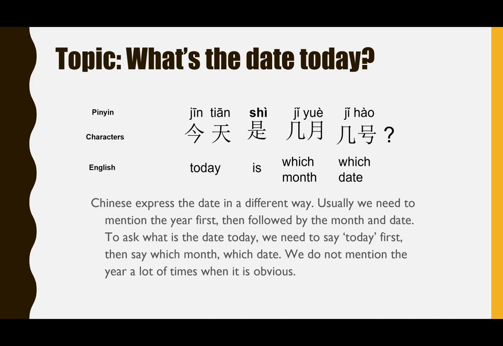Normally when we speak Chinese, we express the date in a different way. Usually we mention the year first, followed by the month and the date. That means we start with the biggest unit, then the middle one, then the smallest. In English, we put the smallest unit first: date, month, and year. So think about it differently when you're learning Chinese. To ask what the date is today, we say today first, then which month and which date. We often don't mention the year when it is obvious.